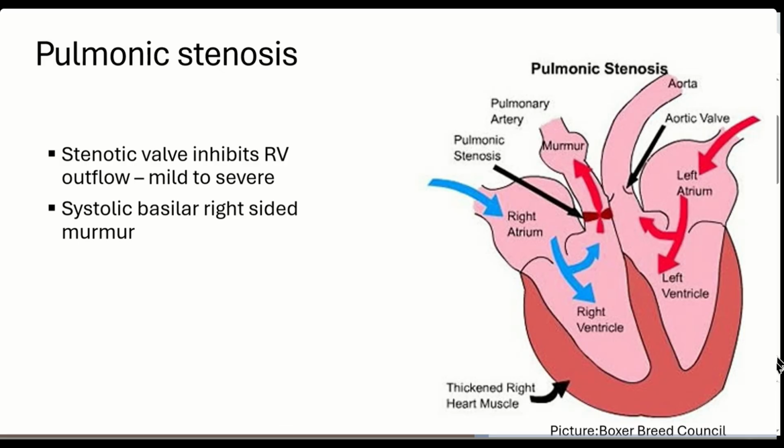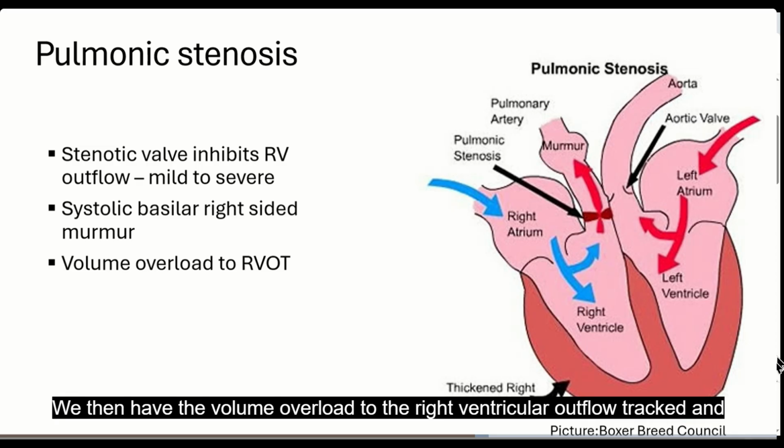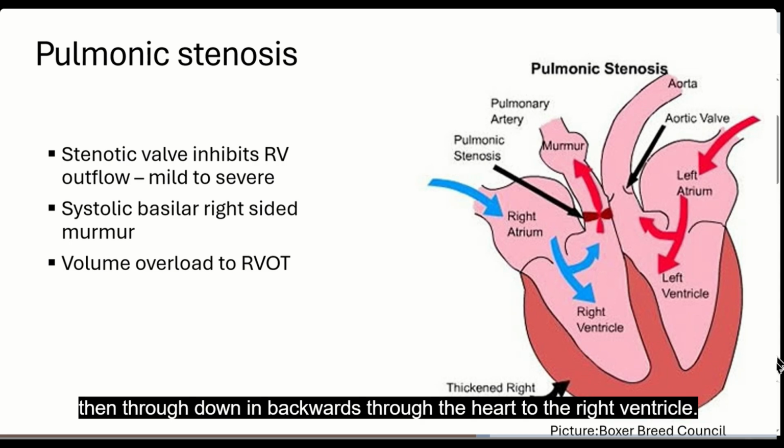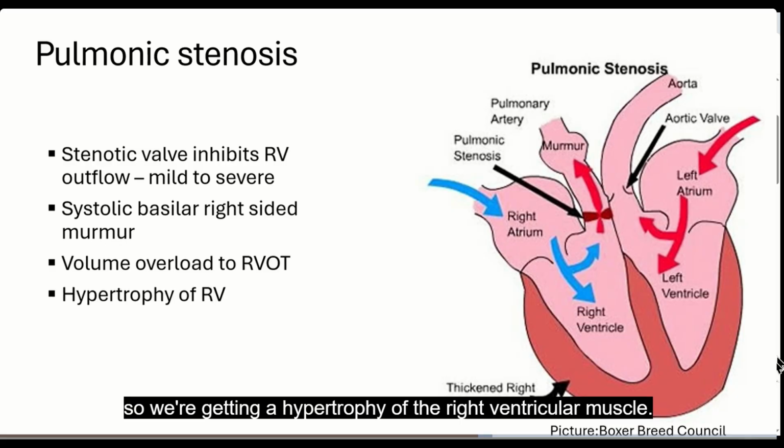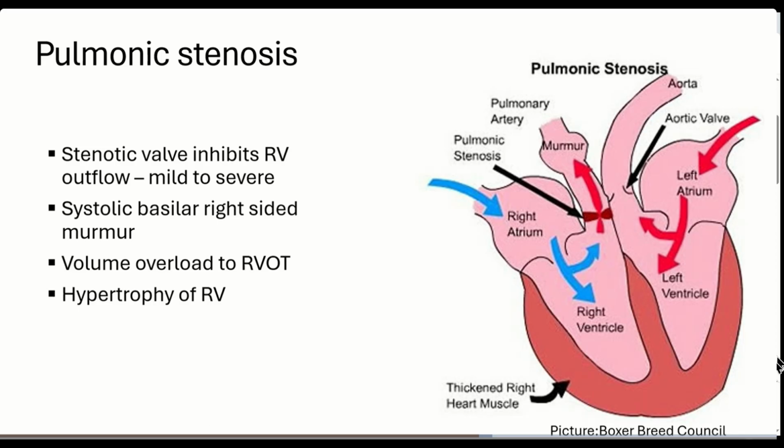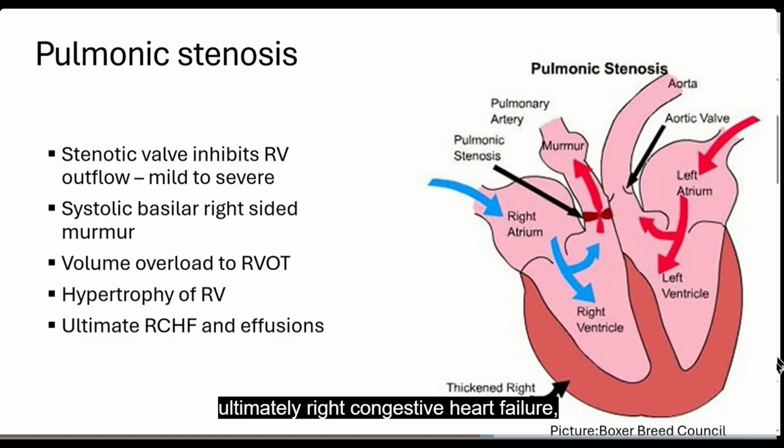We then have the volume overload to the right ventricular outflow tract, and then backwards through the heart, through the right ventricle. And again, it's that increasing of workload through to the right ventricle. So we're getting a hypertrophy of the right ventricular muscle. And then again, ultimately, right congestive heart failure. Those are effusions we associate as well. And then arrhythmias as with the left side. Hypertrophy of heart muscle very often leads to cardiac arrhythmias.